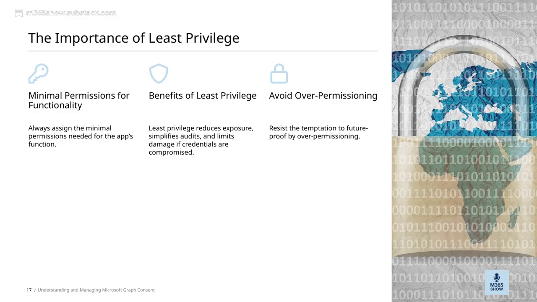That's why the core principle here is least privilege. Always assign only the minimal permissions necessary for the app to do its job. This approach not only minimizes potential damage, but also simplifies management and compliance. Remember, the goal is to grant permissions based on current needs, not future assumptions. By doing so, we enhance security, streamline audits, and limit the impact if something goes wrong. So, keep this in mind as a fundamental best practice. Minimal permissions for maximum security.